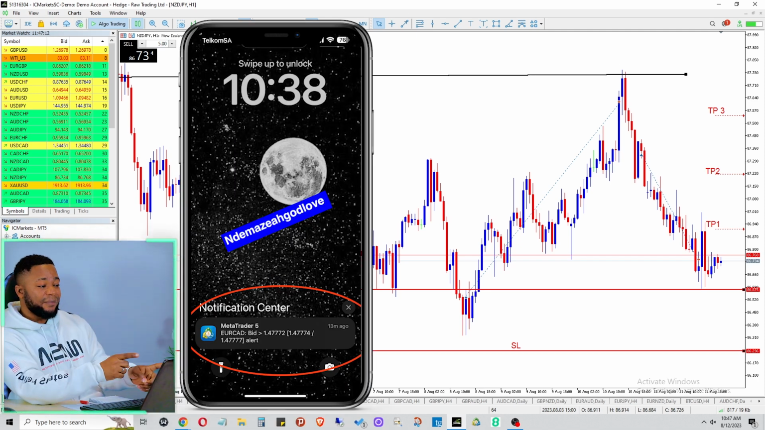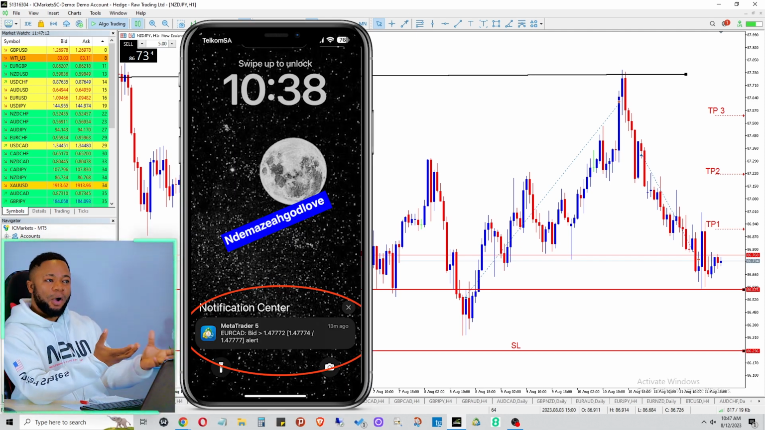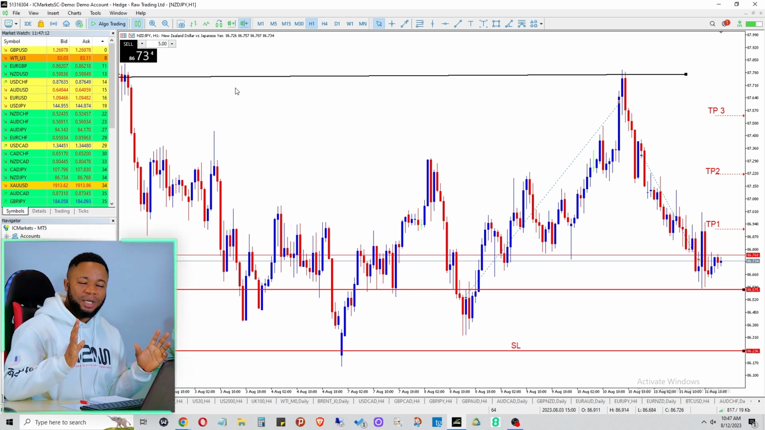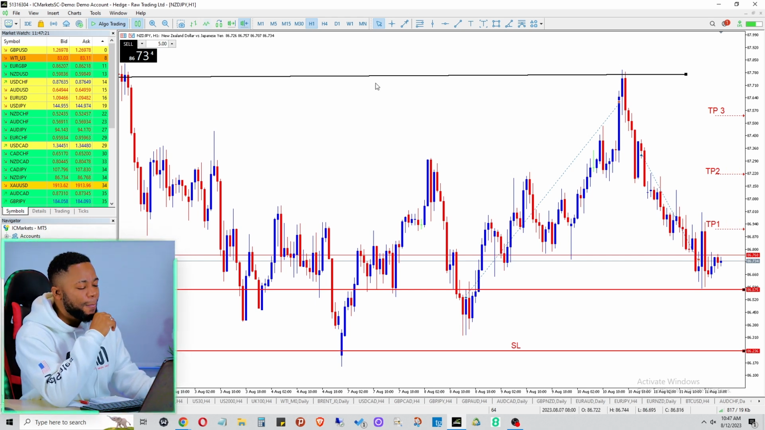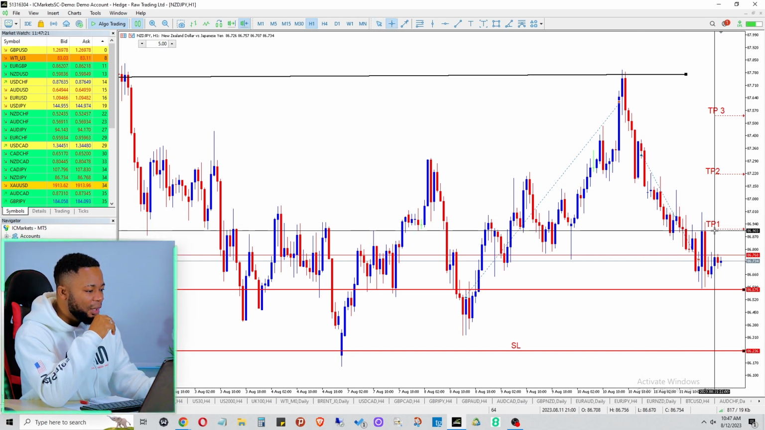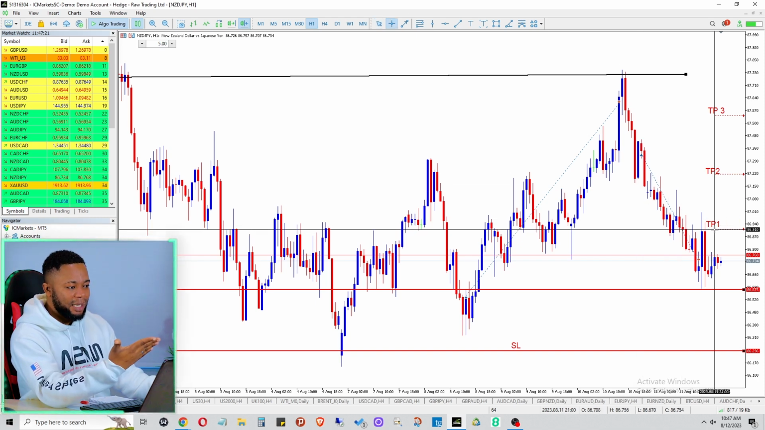This is an alert I receive. Anytime the market hits a particular level, I'll receive an alert. I know, oh, the market has already reached TP1, TP2. It's not magical, it's just that you know how to set your MT5. So anytime the market gets to TP1, I'll just receive an alert and know that the market is already on TP1.